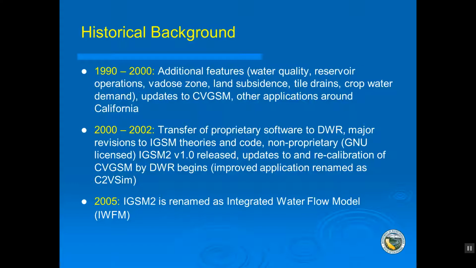At this line, the code is doing this. At this line, the code is doing that. Very boring stuff, but I liked it. So anyway, we found some issues, fixed those issues, and made a public release, and at the time we called it IGSM2 version 1.